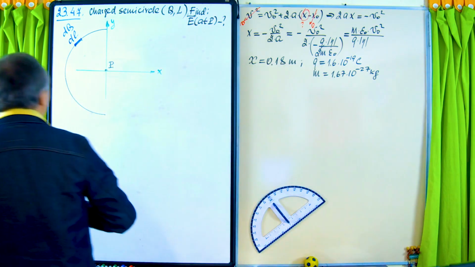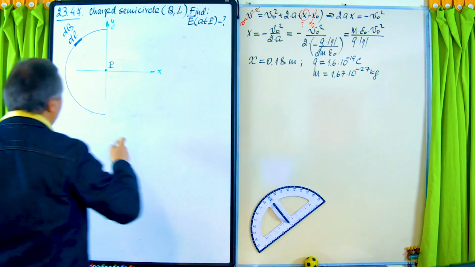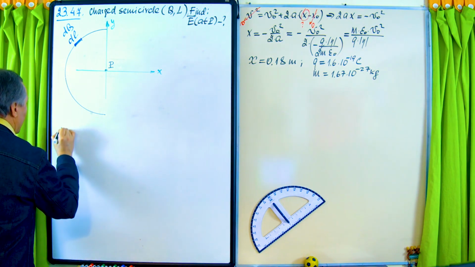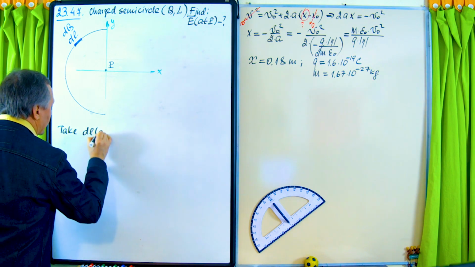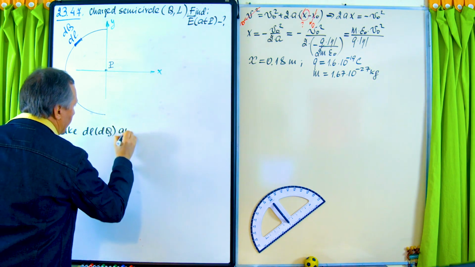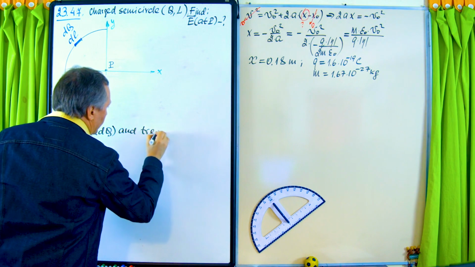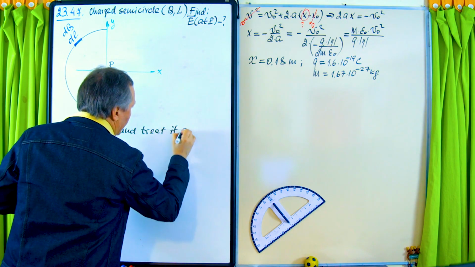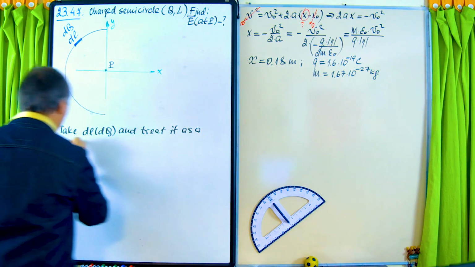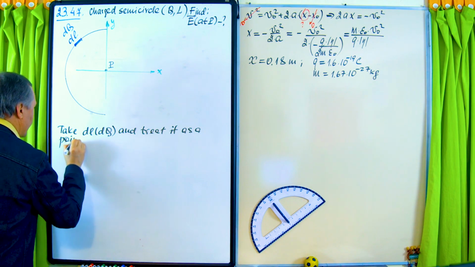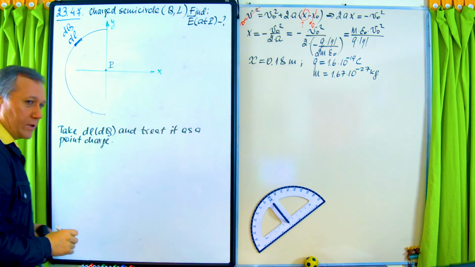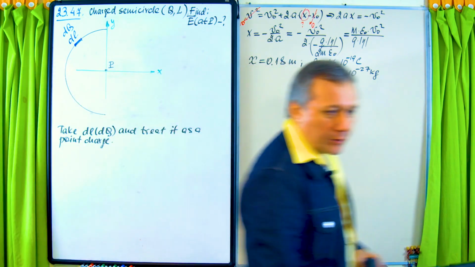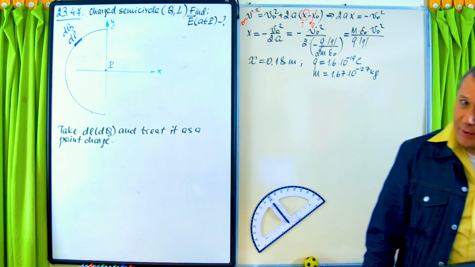Okay, so now maybe I will write again these words: take dl with the amount of charge dq and treat it as a point object, point charge. Okay, so that's the beginning all the time, and I've done exactly the same in the lecture.